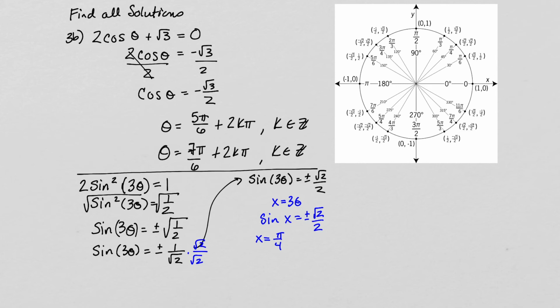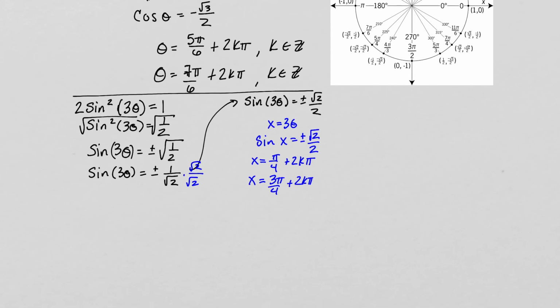And again, because we're in this find all the solutions, we're going to have pi over 4 plus 2k pi. What else? Yeah, so pi over 4 plus 2k pi, 3 pi over 4 plus 2k pi. I'm going to move this up here a little bit so I have some more room. 5 pi over 4 plus 2k pi, and 7 pi over 4 plus 2k pi. Right? So those are going to be the 4 places because I'm looking for positive root 2 over 2 and negative root 2 over 2. And then I'm adding in that plus 2k pi because this is the find all the solutions.